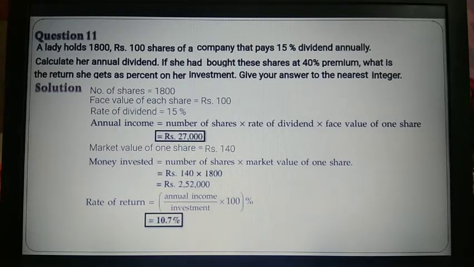You'll calculate this value by yourself. Now the question is saying give your answer to the nearest integer. The nearest integer to 10.7 will be either 10 or 11, and obviously the nearest one is 11, so my answer is going to be 11%. So pause the video to note down.